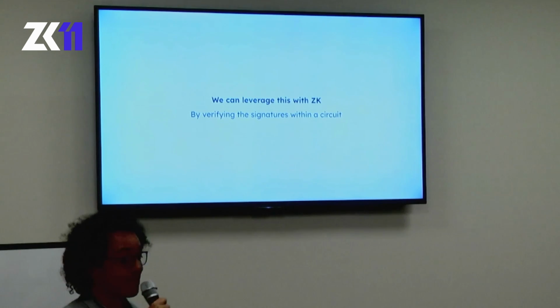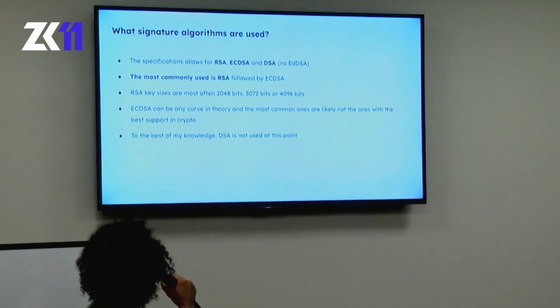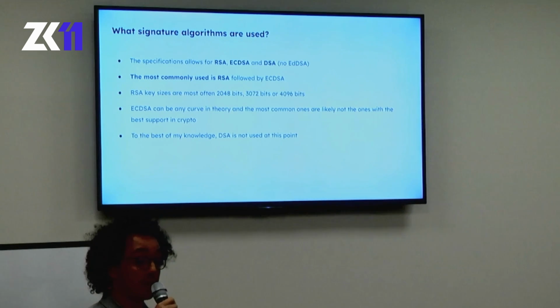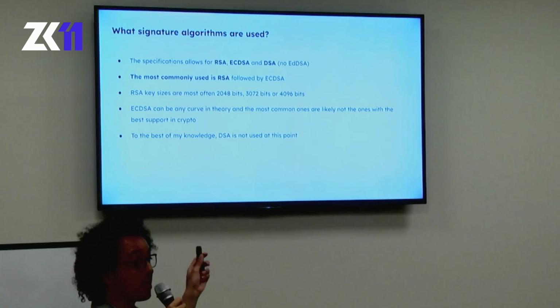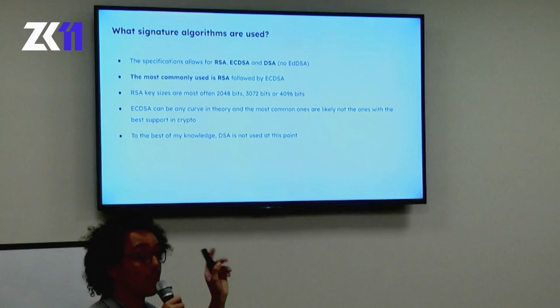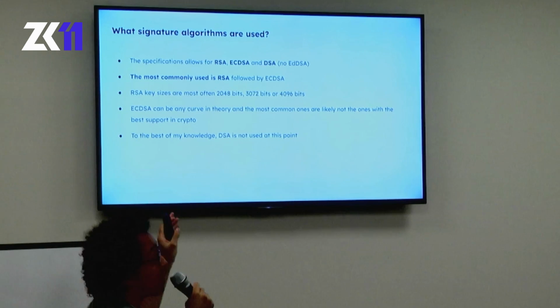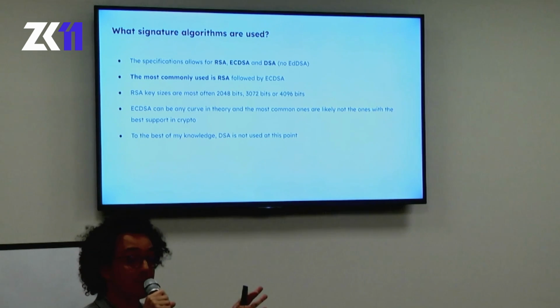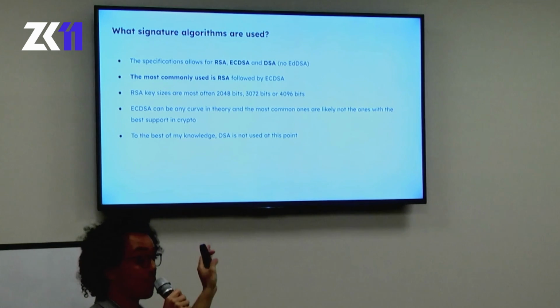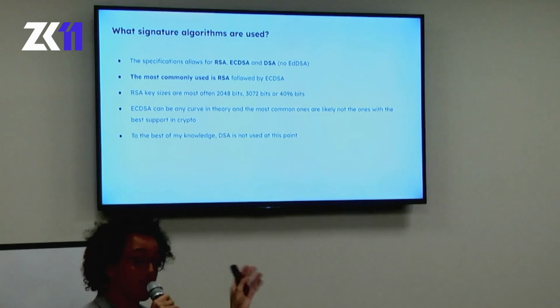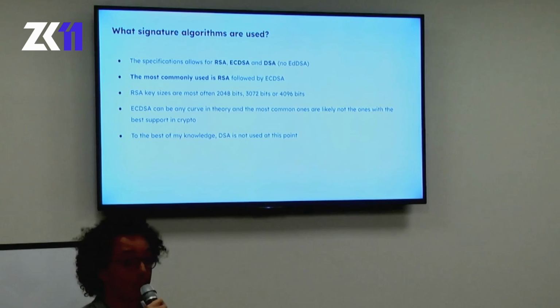So that's often you need that input. All right. When it comes to the signature algorithm used, the ICAO specification allows for RSA, ECDSA, and DSA. No EdDSA. And within RSA, there's full flexibility in terms of the key size. It can be 2048 bits, 3072, 4096. Those are the most common, but you can have others as well.